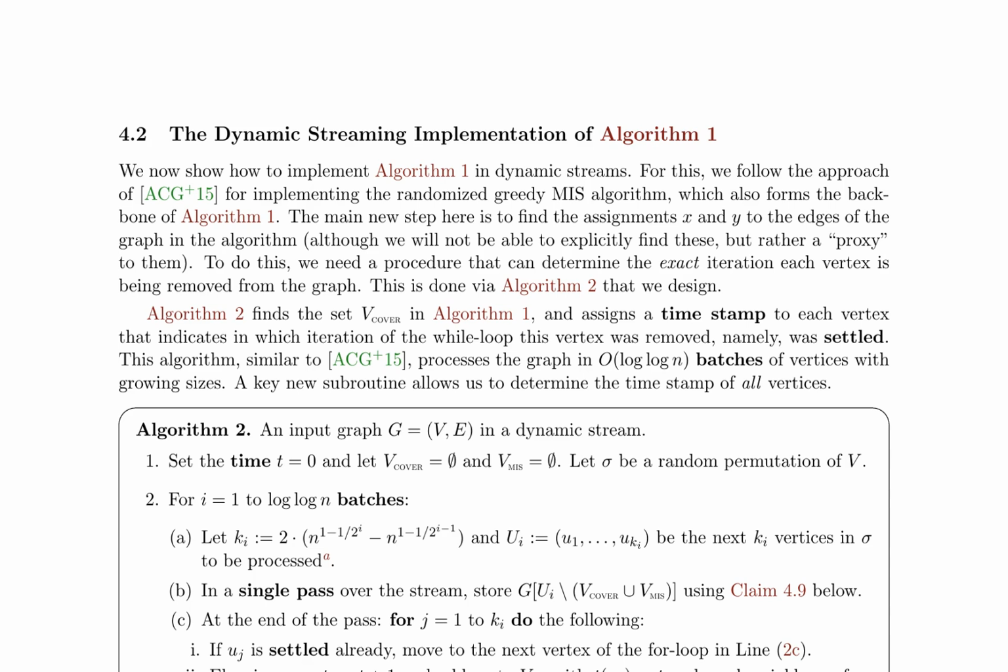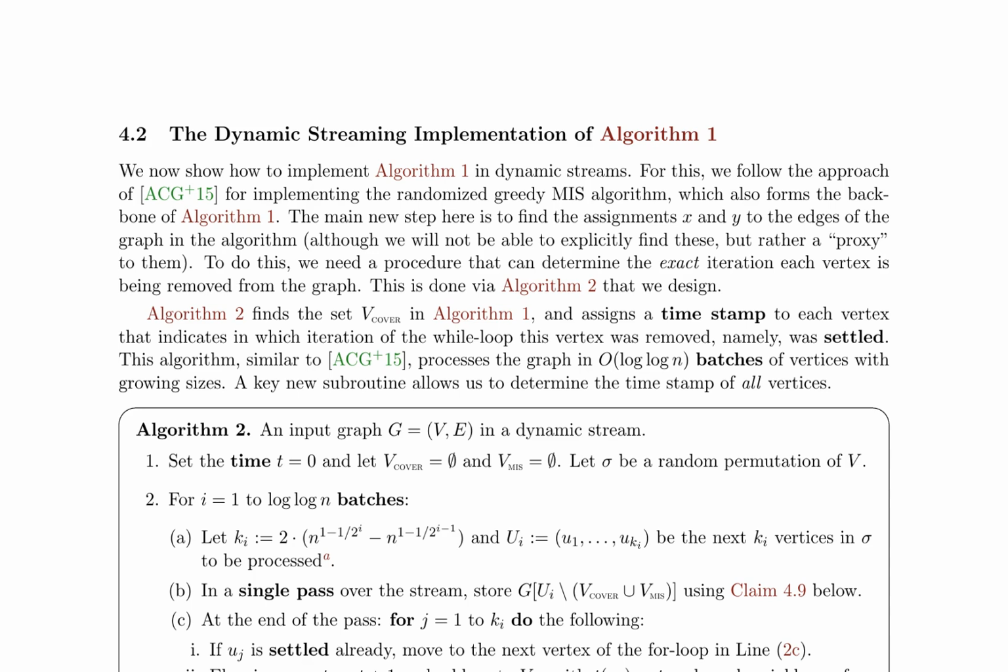Algorithm 2 processes the graph in O(log n) batches of vertices with growing sizes, similar to ACG+15. A key new subroutine allows determining the timestamp of all vertices. The algorithm starts by initializing the time t to 0 and setting V cover and V MIS to empty sets. It then iterates over log n batches, processing key vertices in each batch.